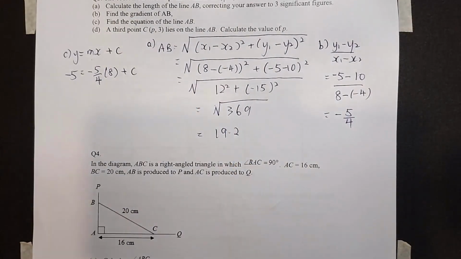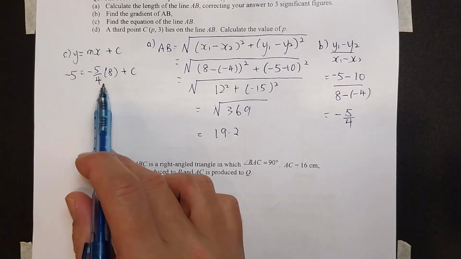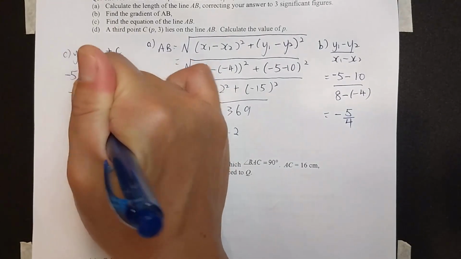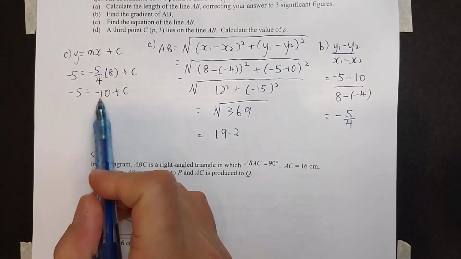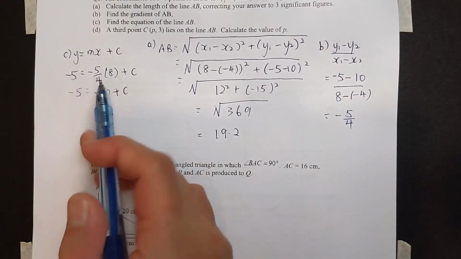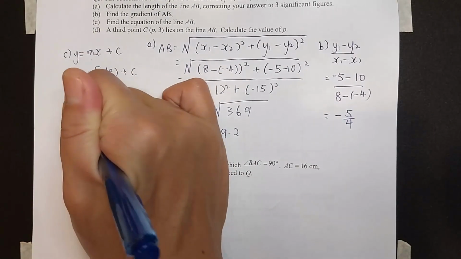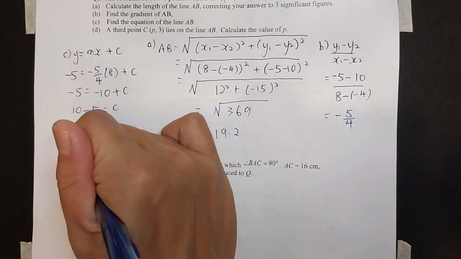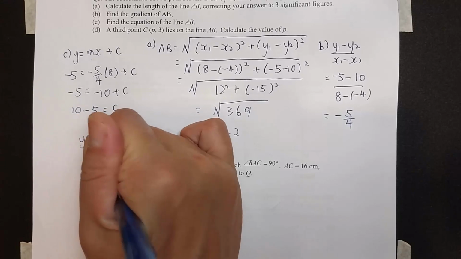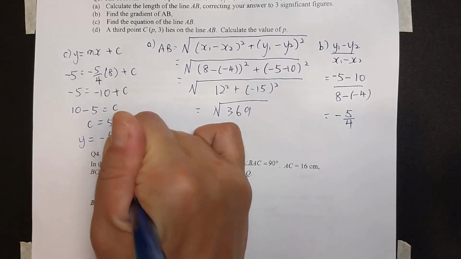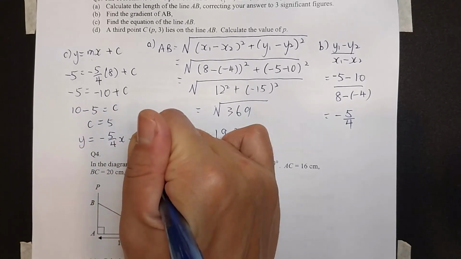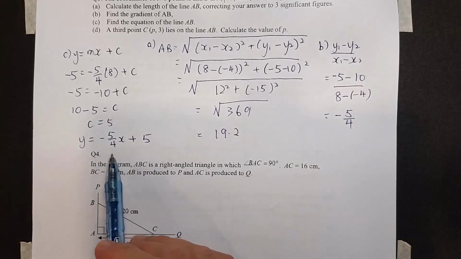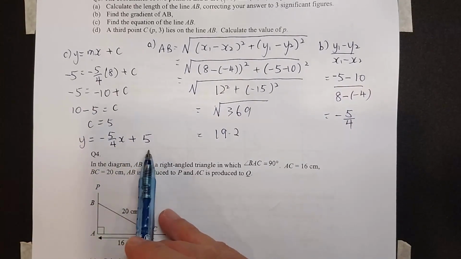So, multiplying this, we'll have -10. Bring this over, it becomes +10. So c is 5. And we'll write down the final equation, y equals the gradient x plus c, which is 5. So you have to sub in the value of m, and you have to sub in the value of c.